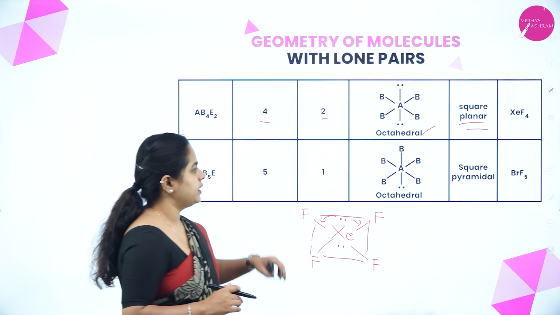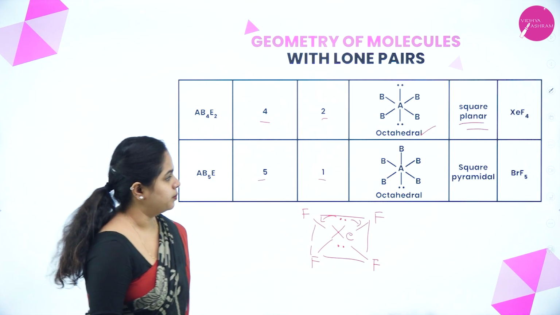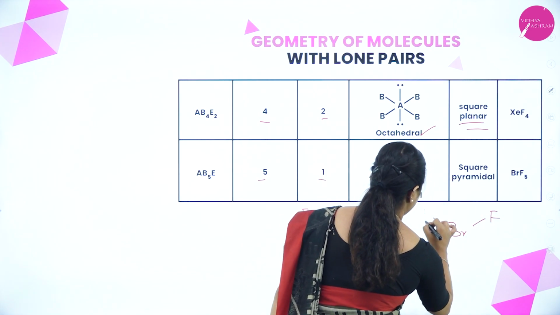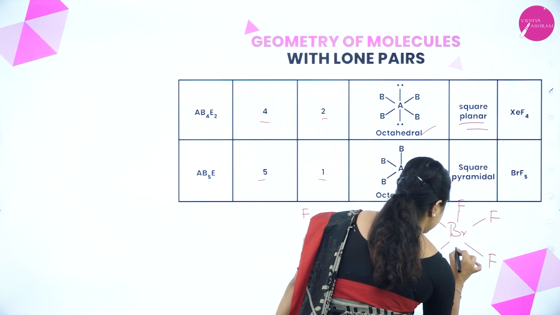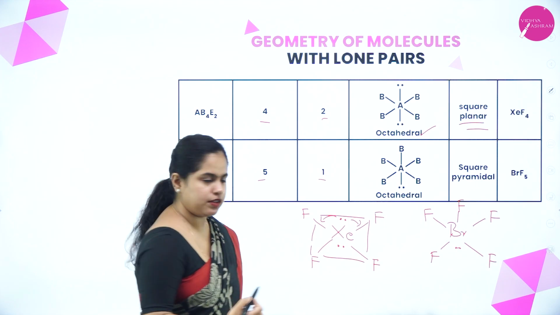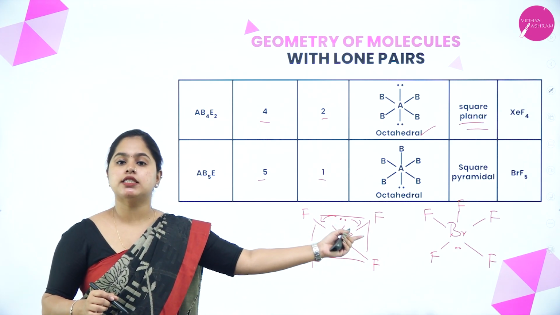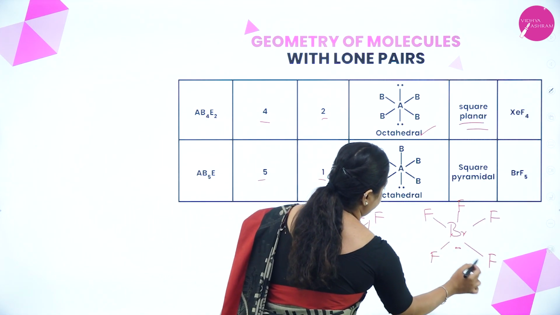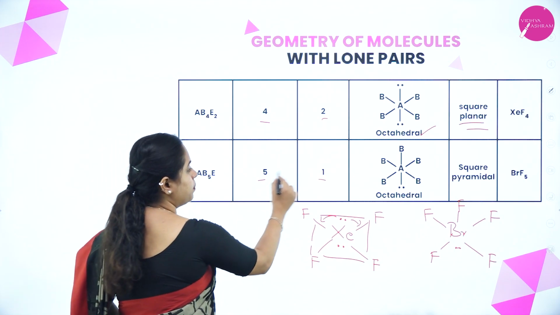Now, moving on to the last one, that is 5 bond pairs and 1 lone pair. Let's take the example of the BrF5 molecule. 1, 2, 3, 4 and 5 are here, and a lone pair of electrons, right? What is the number of valence electrons in bromine? It is 7, right? 1, 2, 3, 4, 5, 6, 7. That means 5 of them are taking part in bond formation, and the other 2 are present as a lone pair. So 5 bond pairs are there and 1 lone pair on the central atom. So, 5 plus 1 is 6.